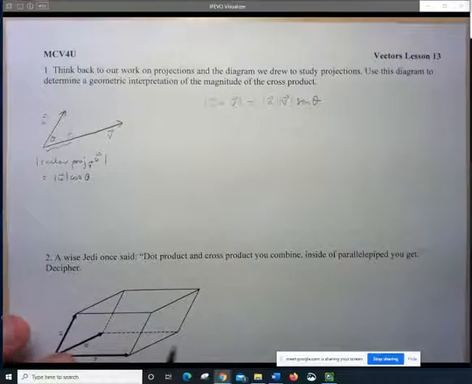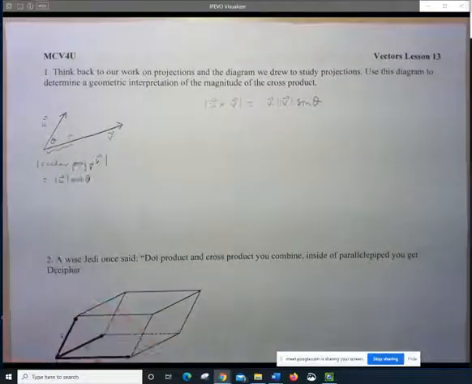Okay, so I'll give you a bit of time to play around with this diagram and see what you can come up with. We'll give you about maybe a minute or two, and we'll come back and see what we can come up with. Okay, so give it a go.